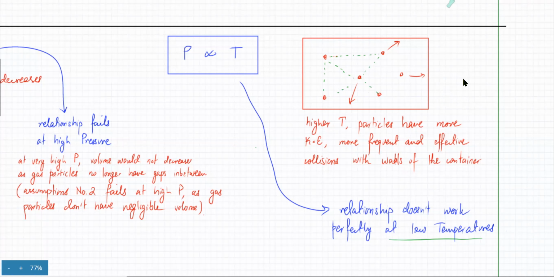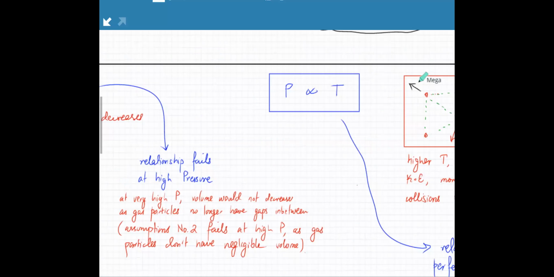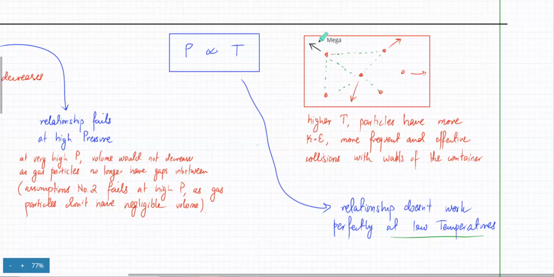Imagine that this particle over here is trying to go and hit the wall of the container. If it's trying to hit the wall, this particle does not have enough kinetic energy, it's at low temperature. So that means this particle is not able to overcome the intermolecular forces. The other particles are pulling it back. So if the other particles are pulling it back, it's going to slow down.